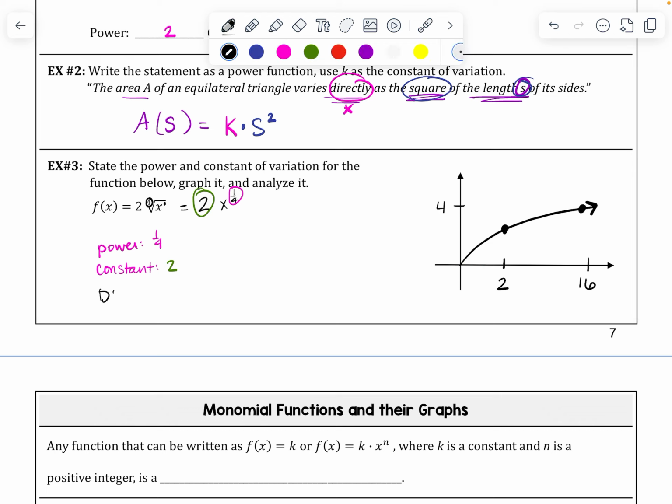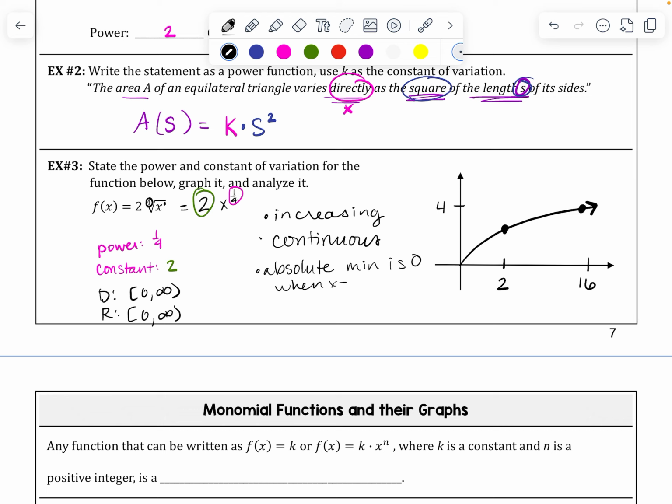So we say the domain goes from 0 to infinity. We also see that for the range, it starts at 0 and it goes up. So we're going to say that the range also starts at 0 and goes to infinity. Here's what we know about it. It's increasing. We can see that. It's continuous. Its absolute minimum, or its absolute lowest value, is 0 when x also equals 0. And it's bounded below, meaning it has a bound below it.